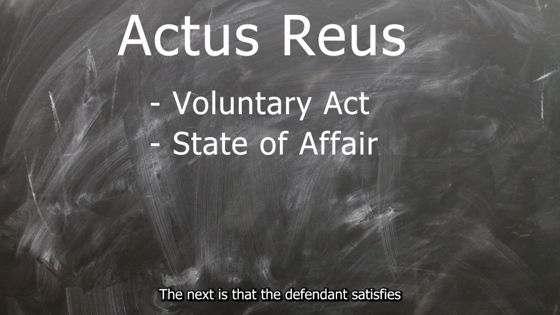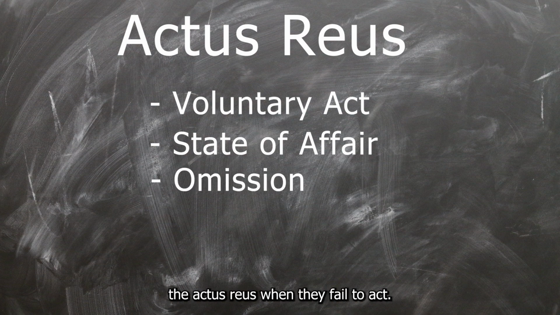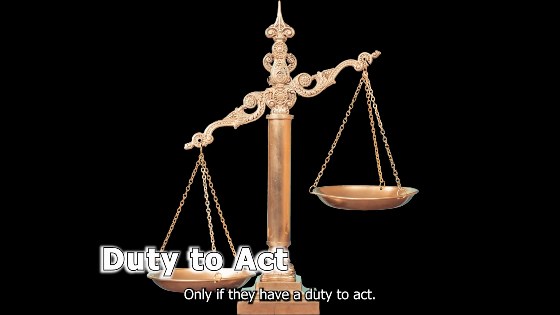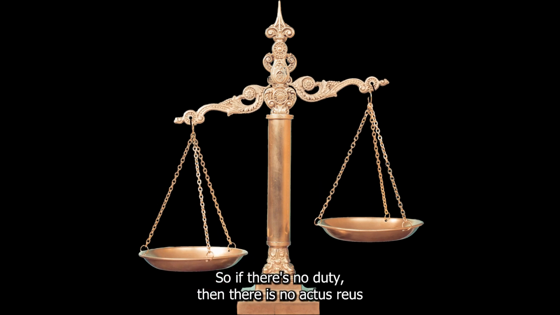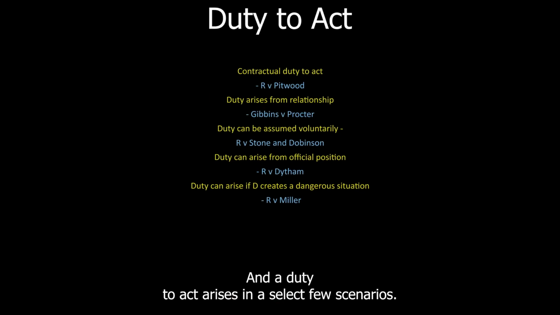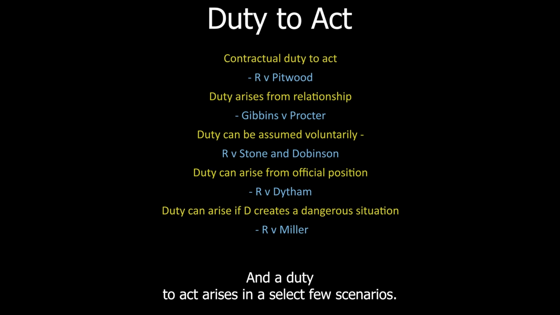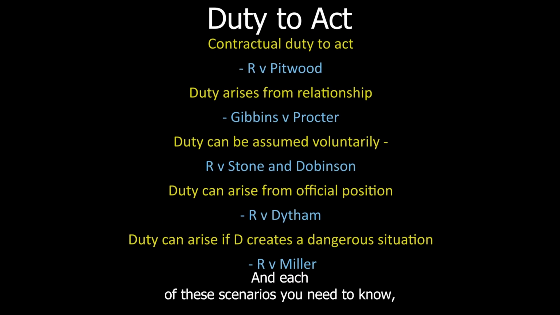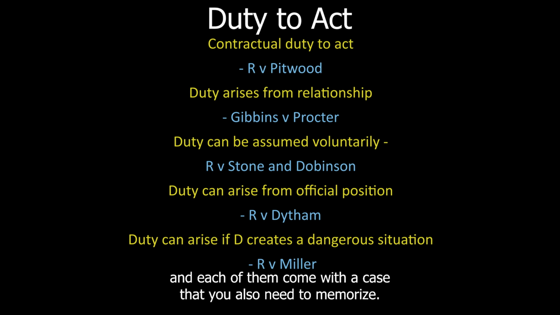The next is that the defendant satisfies the actus reus when they fail to act. This is known as an omission. They can only satisfy an actus reus via omission if they have a duty to act. So if there's no duty, then there is no actus reus, there's no omission. And a duty to act arises in a select few scenarios. Each of these scenarios you need to know, and each of them comes with a case that you also need to memorize.